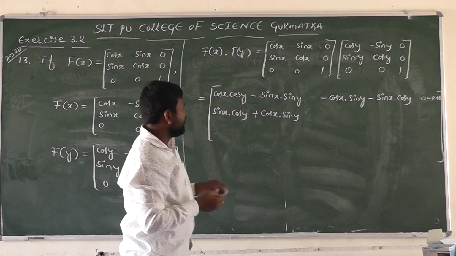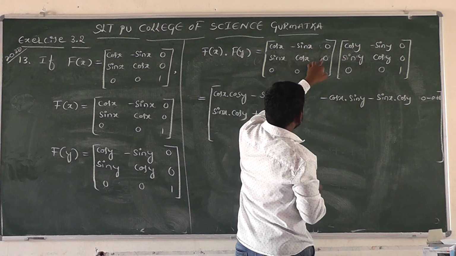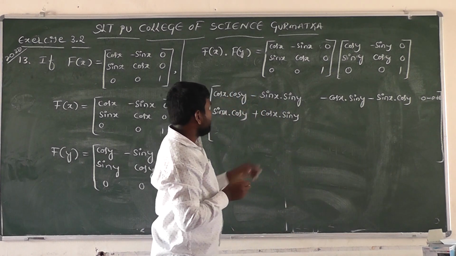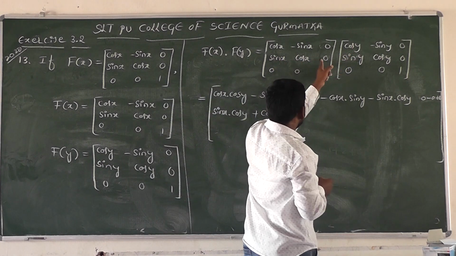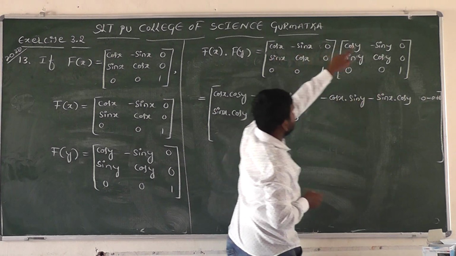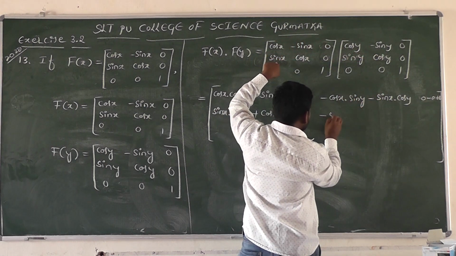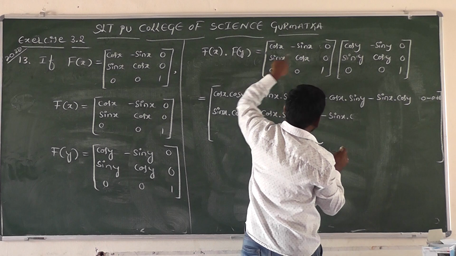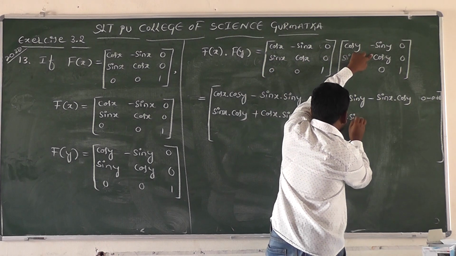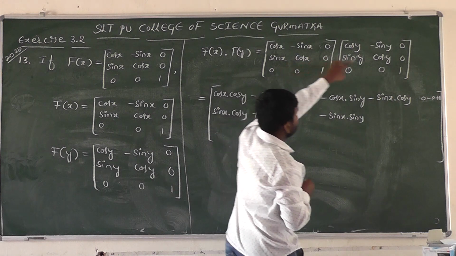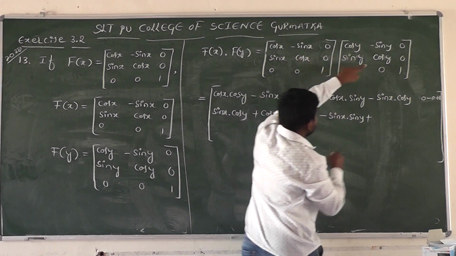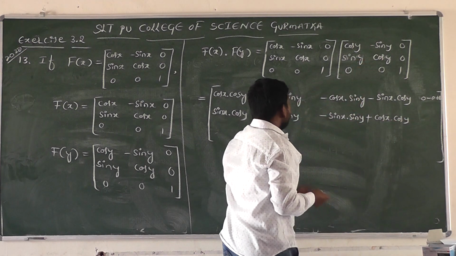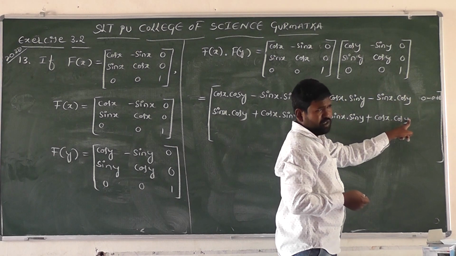Cos x into sin y. Next, second row, 0 into 0, 0. It is not necessary we have to write it. Right? Next, second row to first column is over. Next, second row to second column. Plus into minus, minus sin x into sin y. Next, plus into plus, plus cos x into cos y. Right? Next, 0 into 0, 0. Not necessary you have to write it.